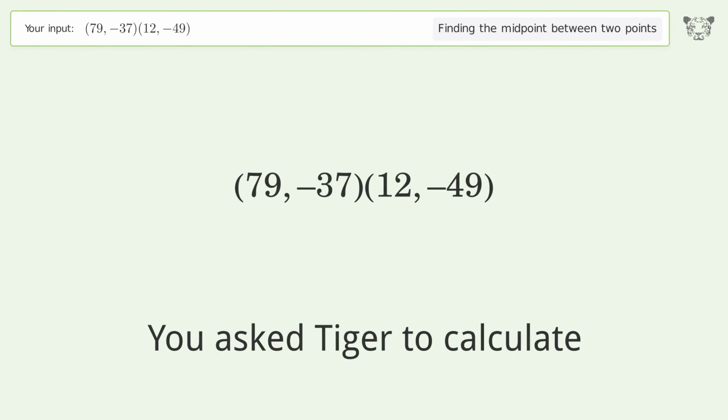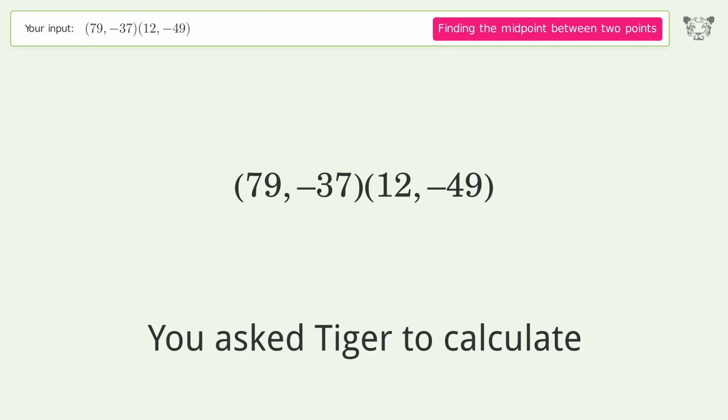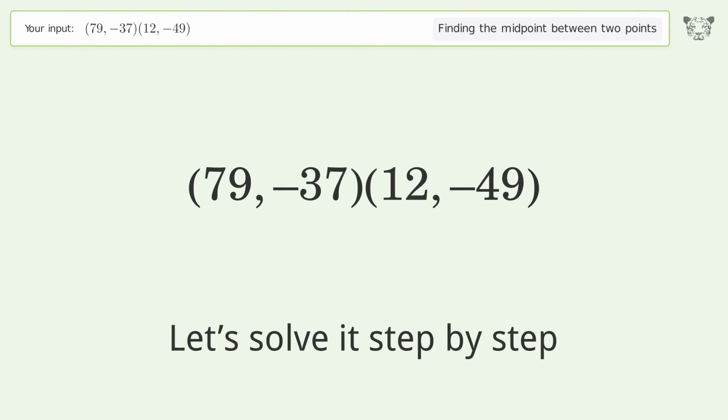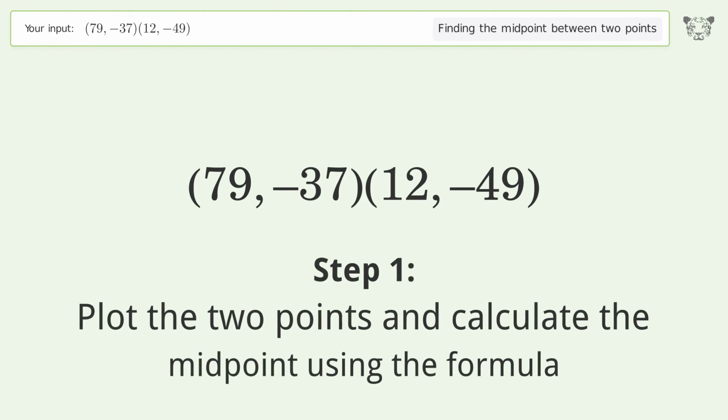You ask Tiger to calculate. This deals with finding the midpoint between 2 points. The midpoint between the 2 points is 45.5, negative 43. Let's solve it step by step. Plot the 2 points and calculate the midpoint using the formula.